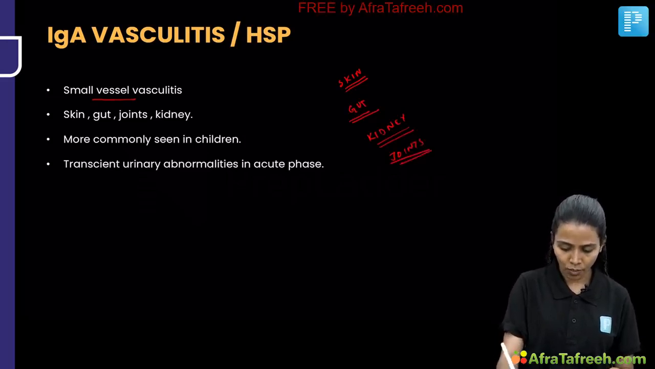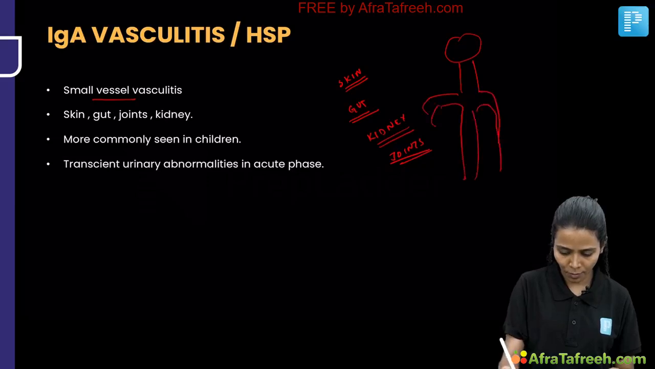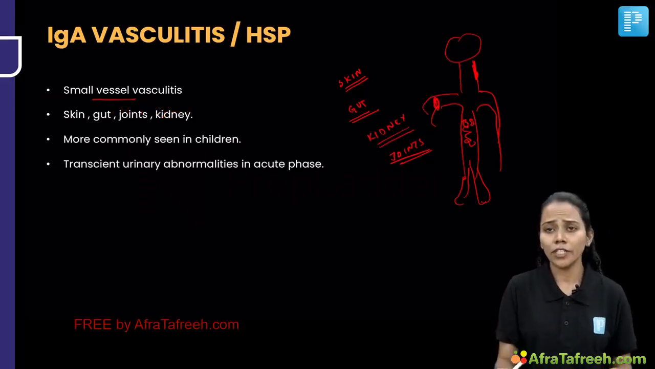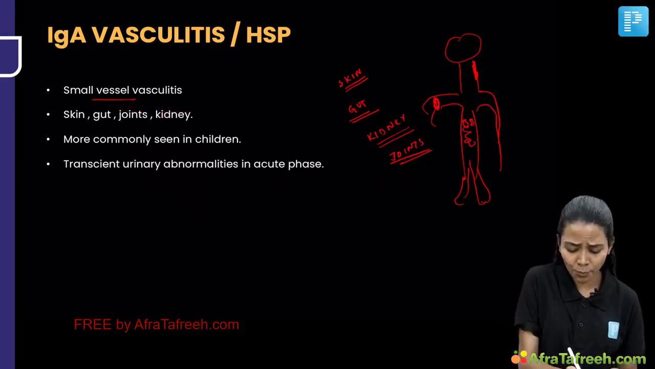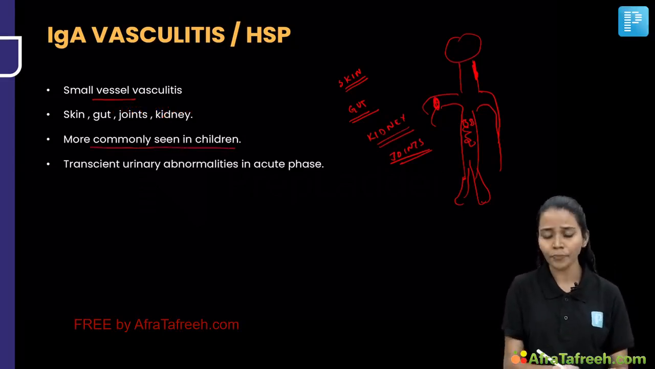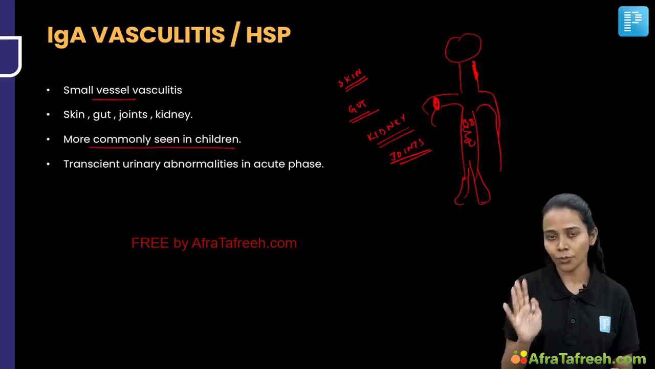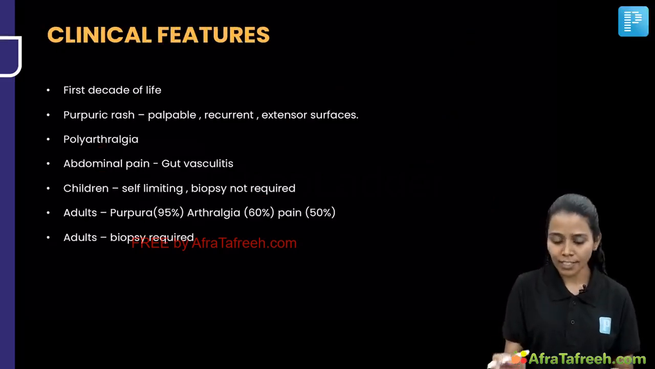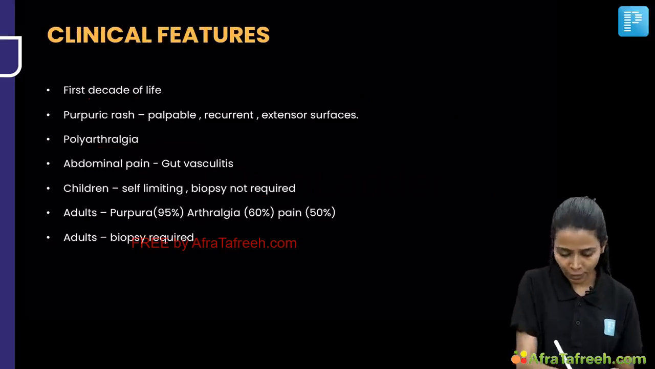Okay. So in a human being, it affects the skin, then it affects the gut. Next to the gut, there are kidneys, it affects that, and the joints. So these four are the sites which this affects. Now, this is more commonly seen in children. Generally, it just causes transient urinary abnormalities in the acute phase. The clinical feature is it is mostly seen in the first decade of life.